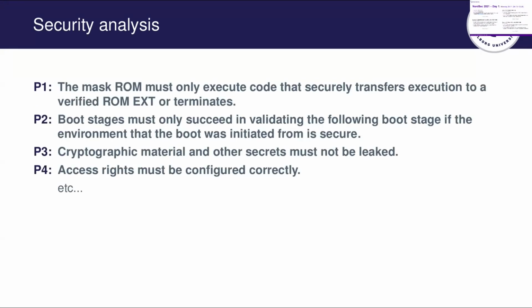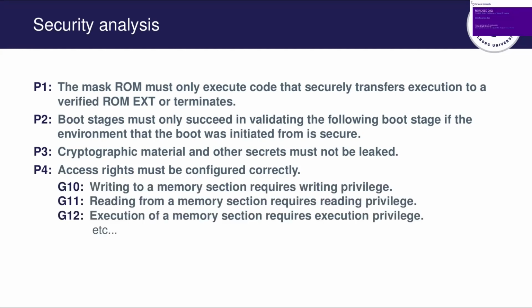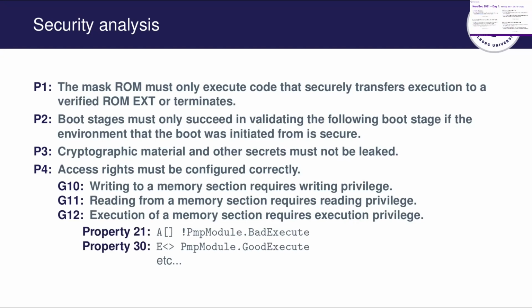Properties can be such as these, that the mask ROM, the initial ROM stage, must only execute code that securely transfers execution to a verified ROM extension or terminates, or cryptographic material and other secrets must not be leaked. Very vague statements that need to be specified further. And so we have the goals, such as access rights must be configured correctly. What does that mean? Well, it means that writing to a memory section requires that you have writing privileges. And of course, even further specifying that means that the physical memory protection module must be in a state where that allows it.